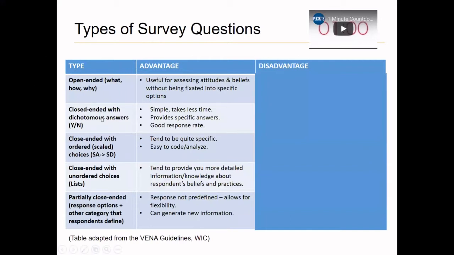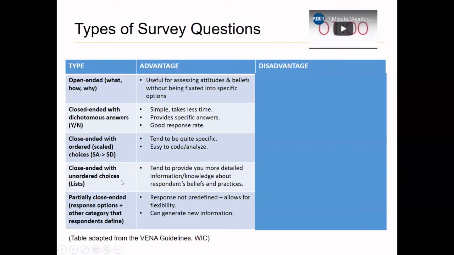You could have closed-ended with dichotomous answers, and typically dichotomous is going to be a yes or a no. This does make it easy for people to respond. And it provides a more concrete answer, yes, no. However, sometimes this can be challenging because people may not want to answer yes or no. And closed-ended with ordered or scaled choices. So a scaled choice would be a strongly agree to strongly disagree. And ordered would be something that maybe it's numeric, like age ranges, something like that. So it is easy to code and analyze.